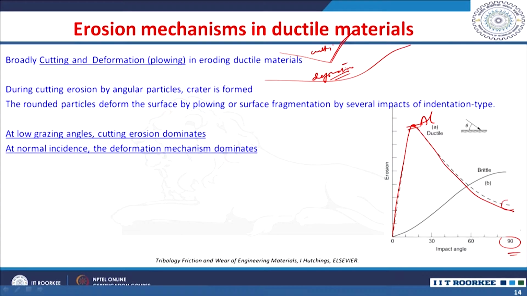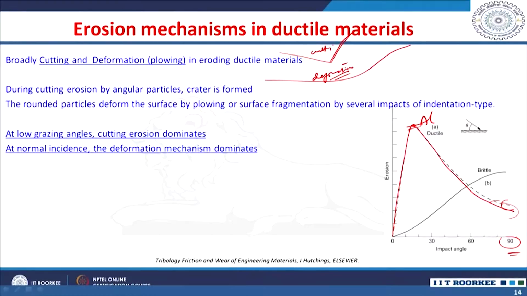So, erosion is reduced after the peak angle, the angle at which the peak in erosion is observed. But at normal incidence, the deformation mechanism dominates. So, here it is cutting and here it is deformation. The deformation mechanism dominating in ductile materials leads to less erosive wear, whereas when cutting dominates, it leads to higher erosive wear. So, at lower angles cutting is more dominant, and at normal incidence or higher angles the deformation mechanism is dominant.